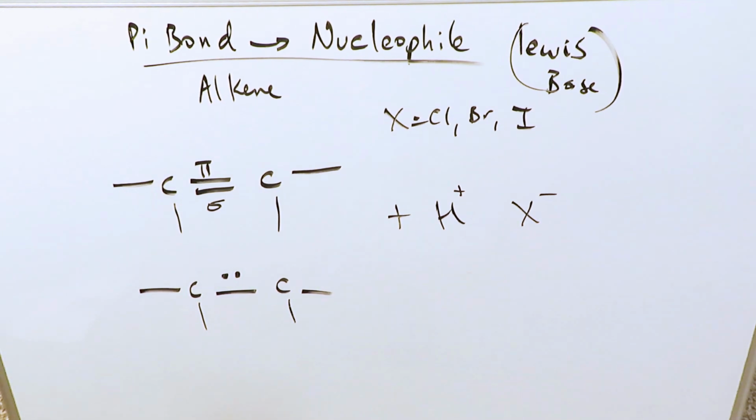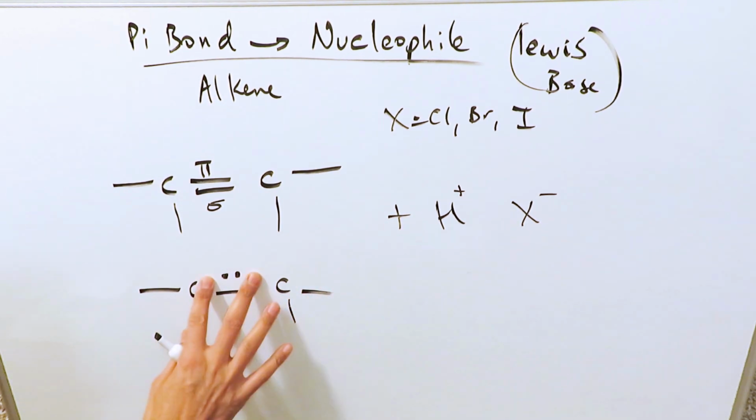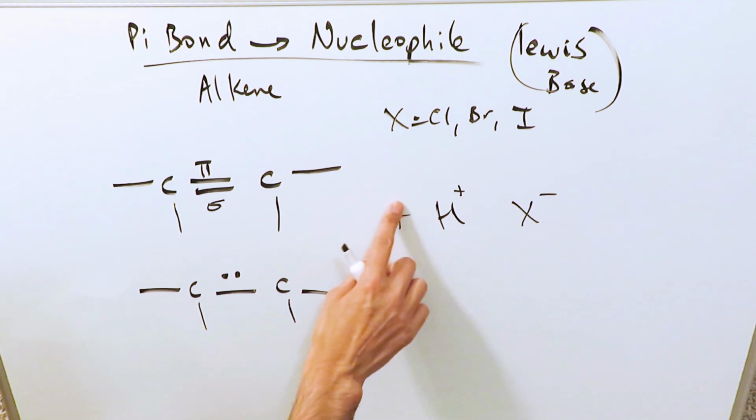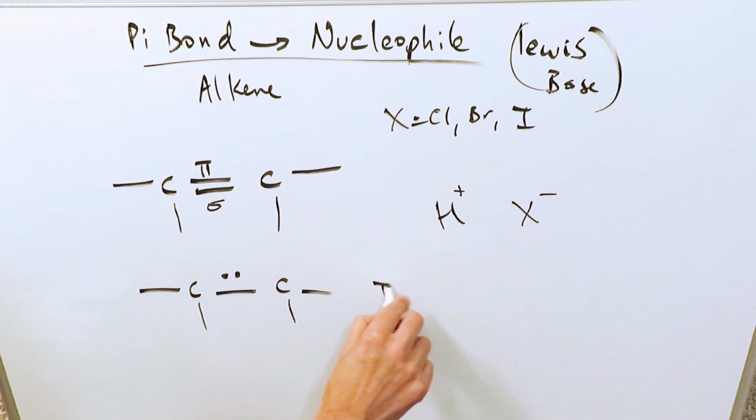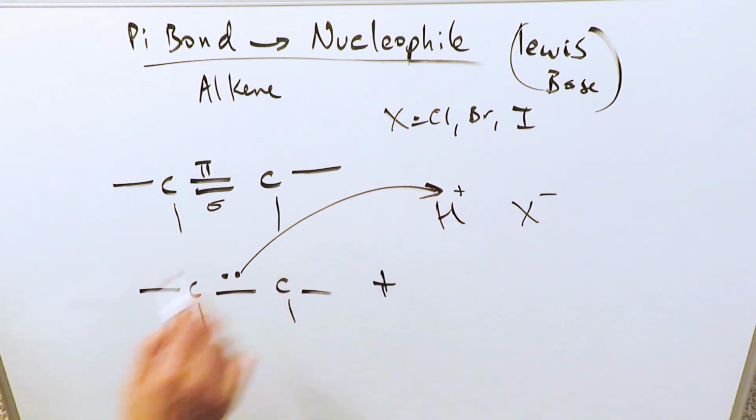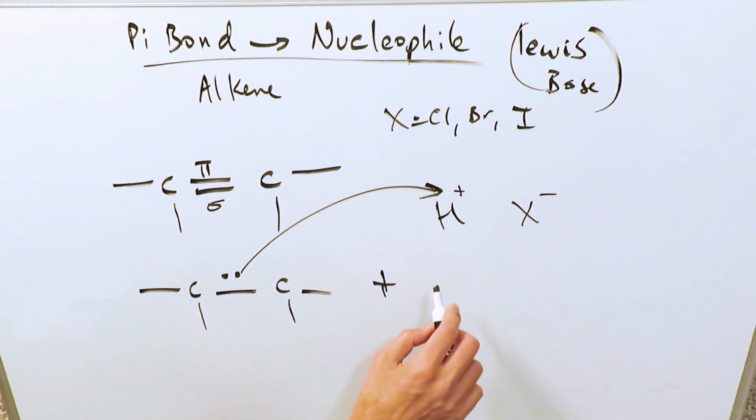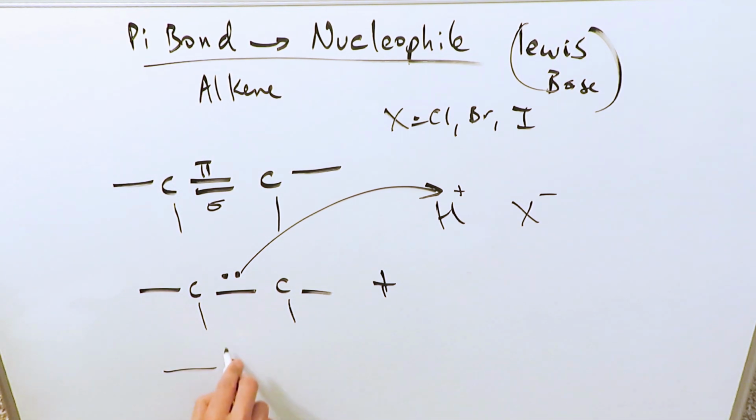Here you have the hydrogen ion. These electrons are nucleophilic, so they're going to look for this item right here, which is an electrophile. And when it does, you're going to see an addition reaction come into play. You have this hydrogen added right over here, and you have a carbocation over here.